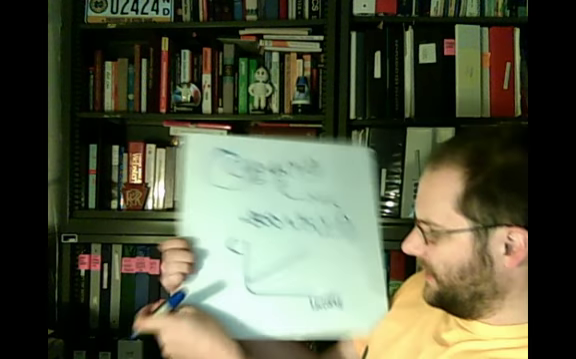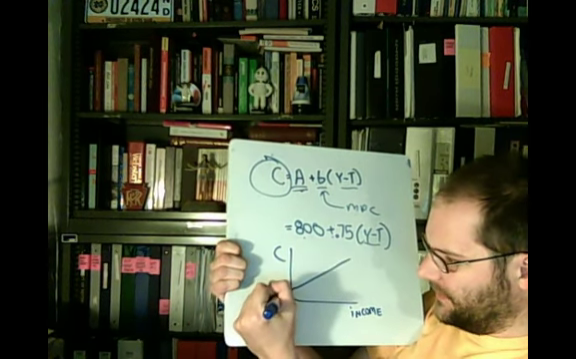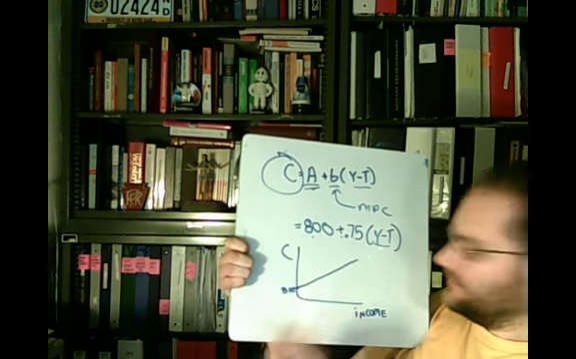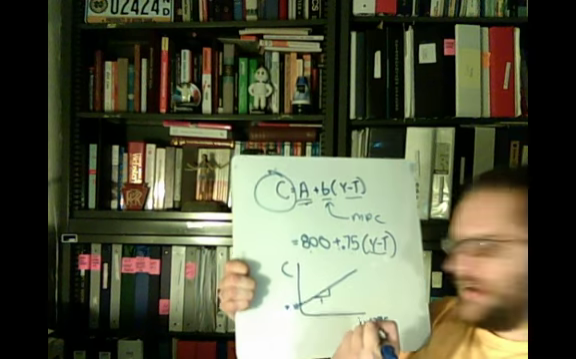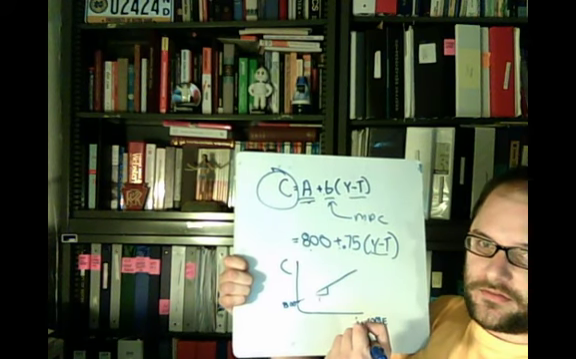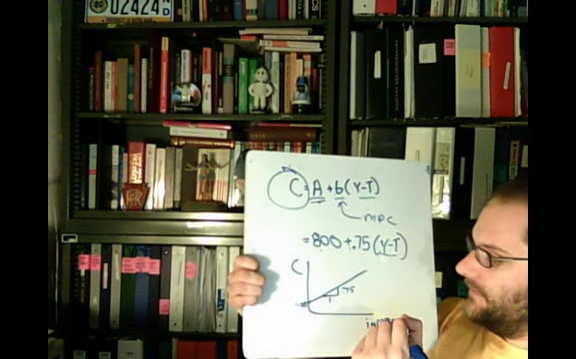would look something like this, where, if we're using this example here, it would start at 800, and then it would rise for every $1 income increases. This is going to increase consumption by 0.75.